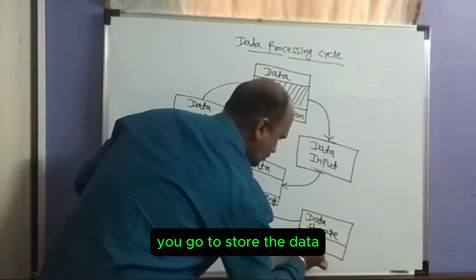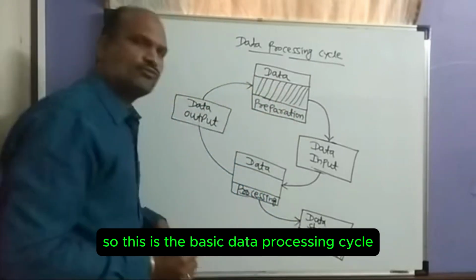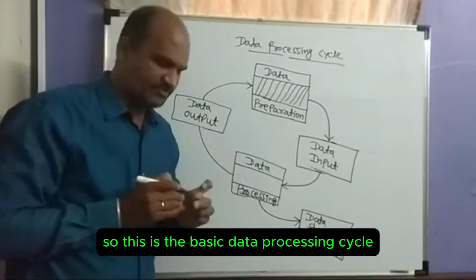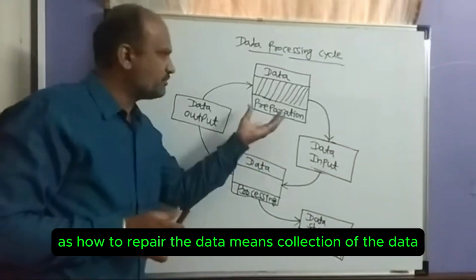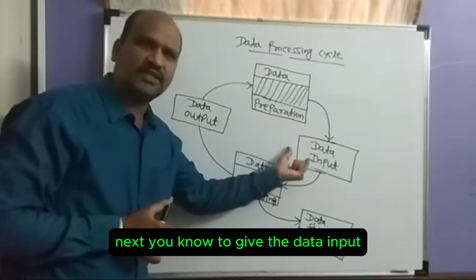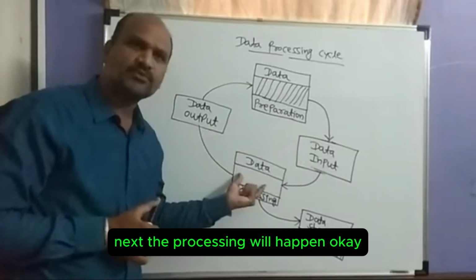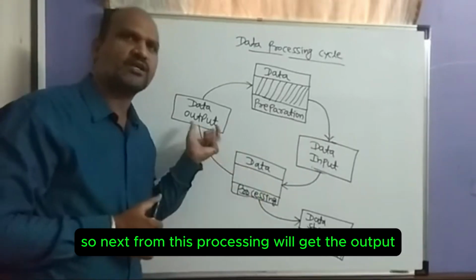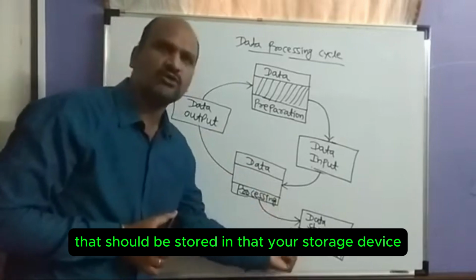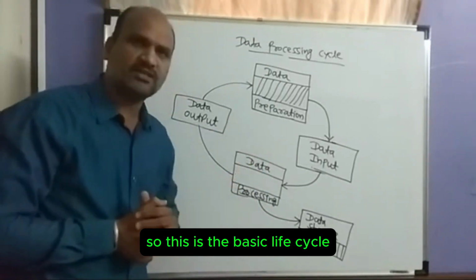You have to store the data. So this is the basic data processing cycle. You have to prepare the data, which means collection of the data. Next you have to give the data input. Next the processing will happen. From this processing we will get the output. Ultimately, whatever you processed should be stored in your storage device. So this is the basic life cycle.